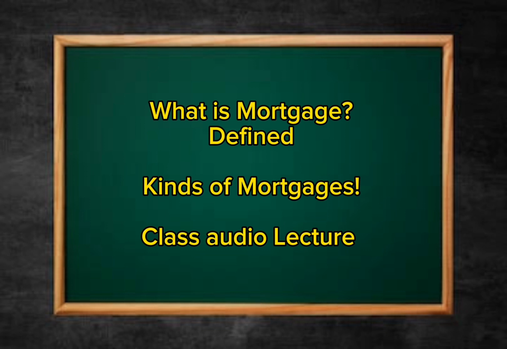It is a sort of a security. The person who obtains the loan is known as mortgagor. The person from whom the amount is taken is known as mortgagee. The property which is kept as security — कौन सी property, sir? Immovable — is known as mortgage property. And the document on the basis of which this transaction takes place is known as mortgage deed. आज्ञा मेरे बच्चों. अब it is one of the kinds of mortgages.